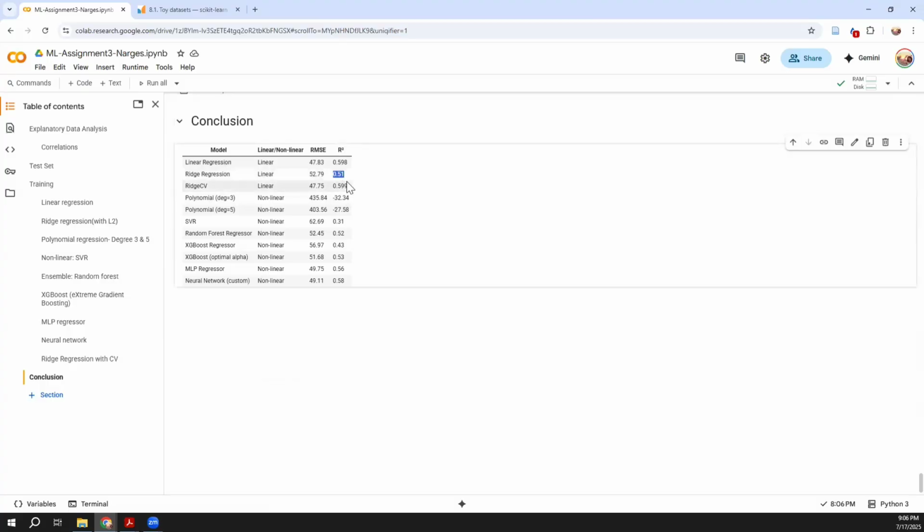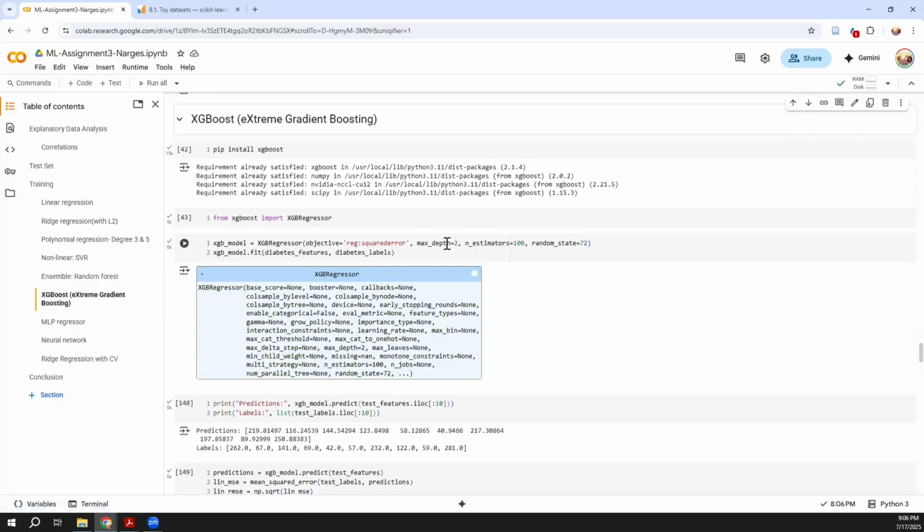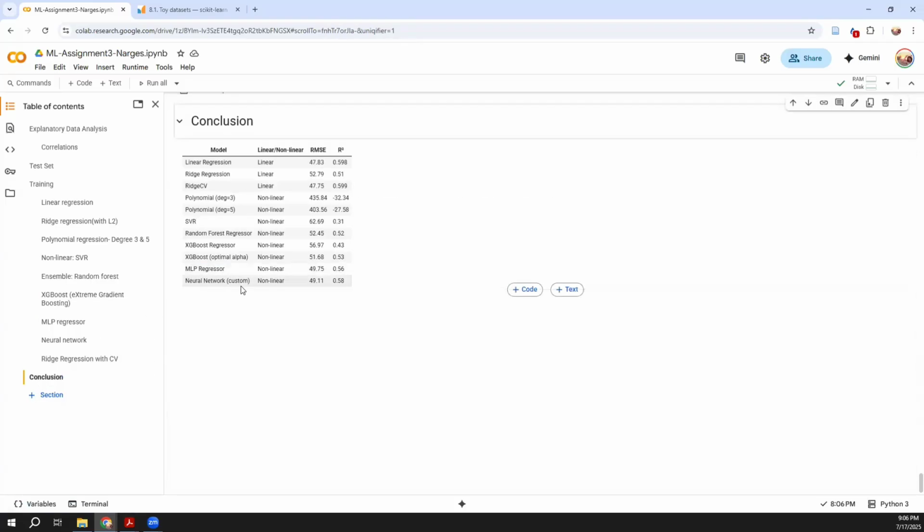And we also tried improving our XGBoost regressor by playing around with its hyperparameter, which in this case was the max depth number. So the default max depth for this algorithm is 6, but then we changed it to 2, and we observed that this optimal value gives a better value of 0.53 for R-square compared to 0.43 for the default depth.